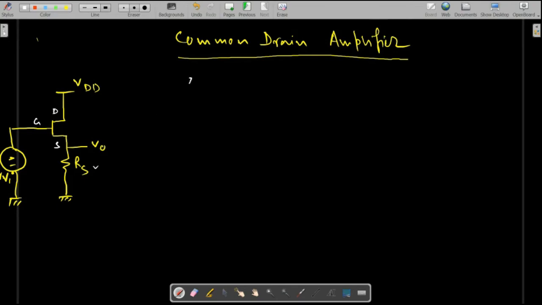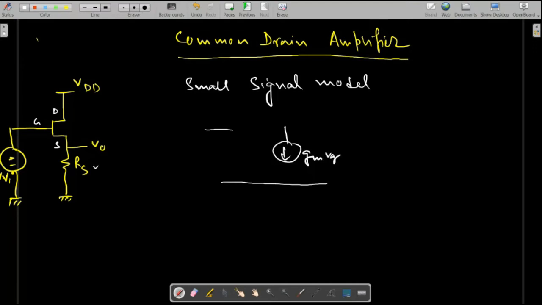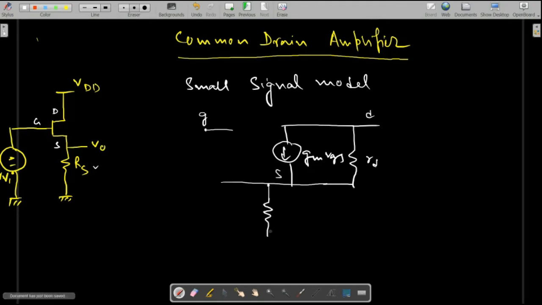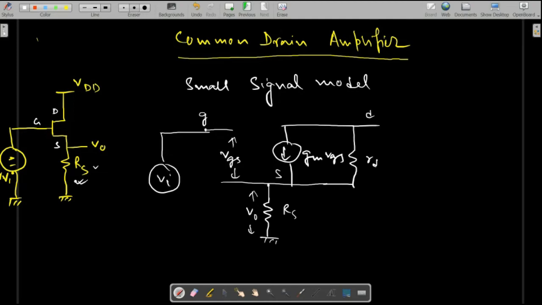So let's go for the small signal model. The same model, there is no change. So we have the output source GMVGS, with a parallel resistance RT. This is my drain terminal, this is my gate terminal, and this is my source terminal. In the source terminal we have a resistance RS, and this one is grounded, and we are taking output V naught across RS. So basically here RS behaves like the load, and you know this is VGS, and at the input side we have VI. If anyone has any doubt regarding this diagram, please ask.